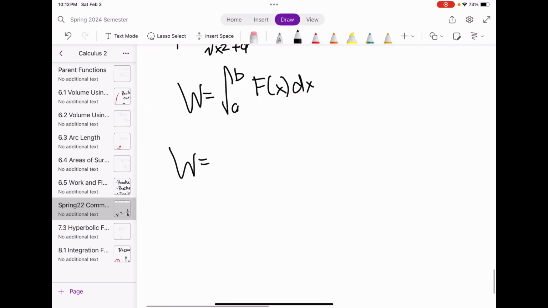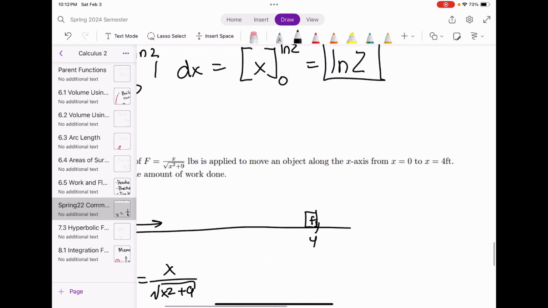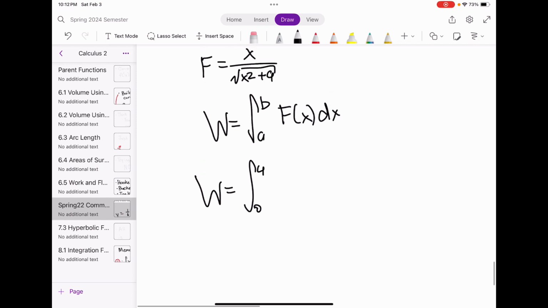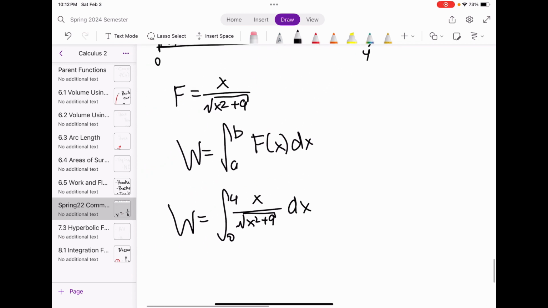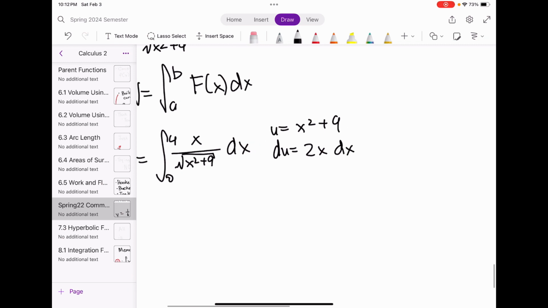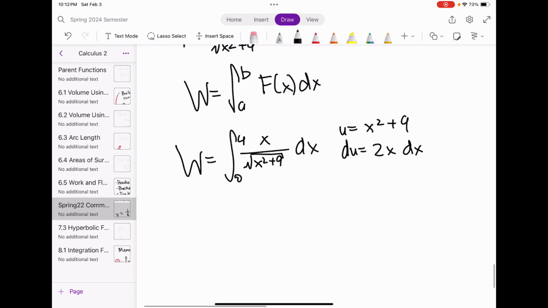So W is equal to the integral from 0 to 4 of x over the square root of x squared plus 9 dx. This is a u substitution. Well, you could do it another way. No, you can't. This is only u substitution. So u is equal to x squared plus 9, and du is equal to 2x dx. And we're going to redefine the limits here.